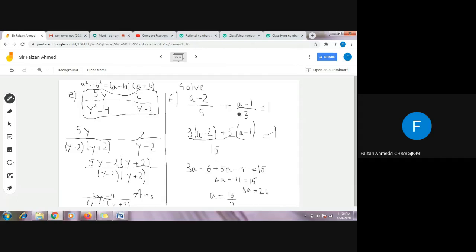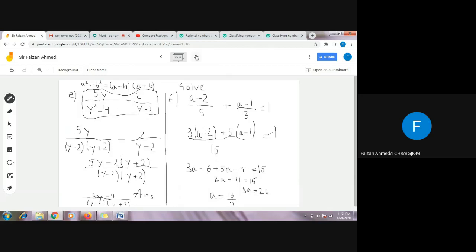We know that fractions are added with the method of LCM. 5 and 3, 15 will be my LCM. And this is 5, 15 means 3. So I have to multiply this by 3, then positive sign. And this is 3, so I will divide it by 5, and I will multiply the numerator with 5 as well. And on simplification, I will get the value of a as 13 upon 4. Or I can also write this improper fraction in the form of a mixed number as well.